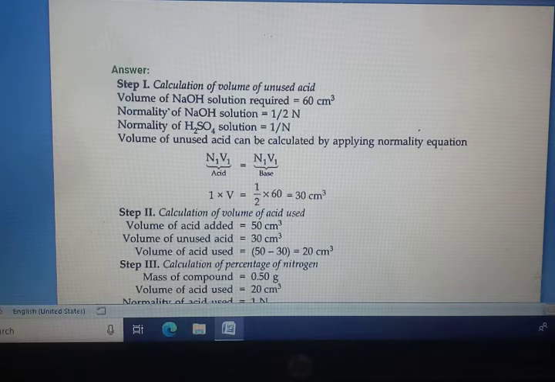So 1 into V is equal to 60 upon 2. You can ask me, sir, what is this 60? The sodium hydroxide volume is given. So 60 by 2, that is 30 centimeter cube.